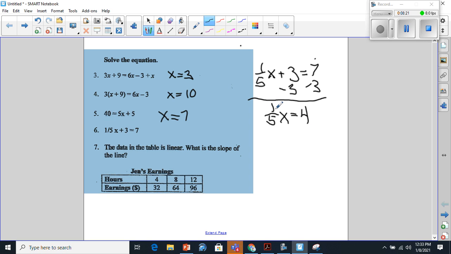Now I have to realize I have to multiply the inverse to get rid of this 1/5. The inverse of 1 over 5 is 5 over 1. Whatever I multiply to one side, I multiply the other. This will give me 4 times 5, which is 20. So x must be 20.